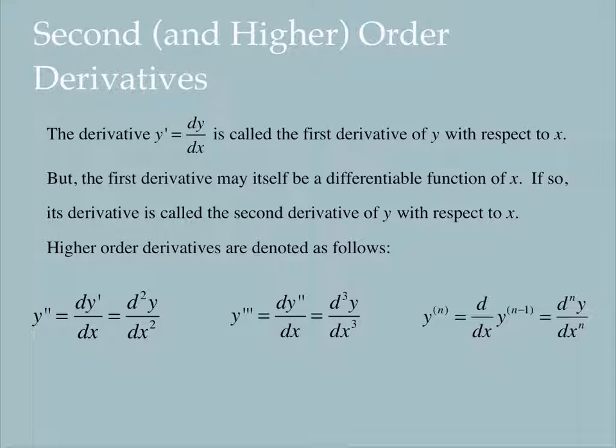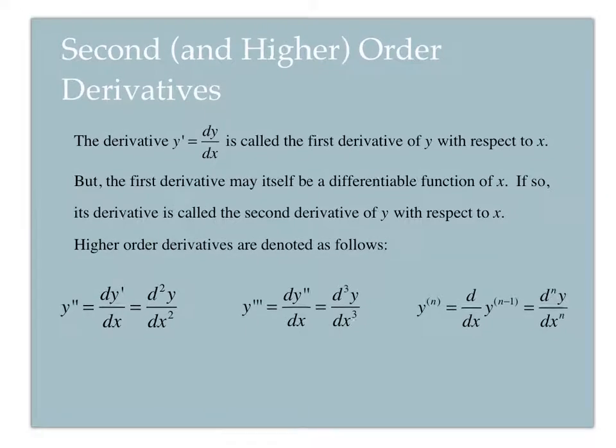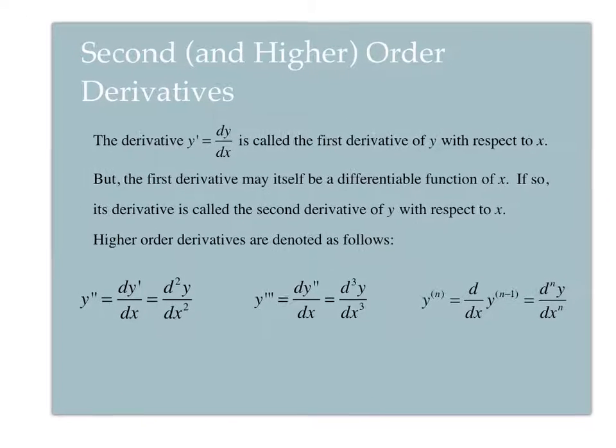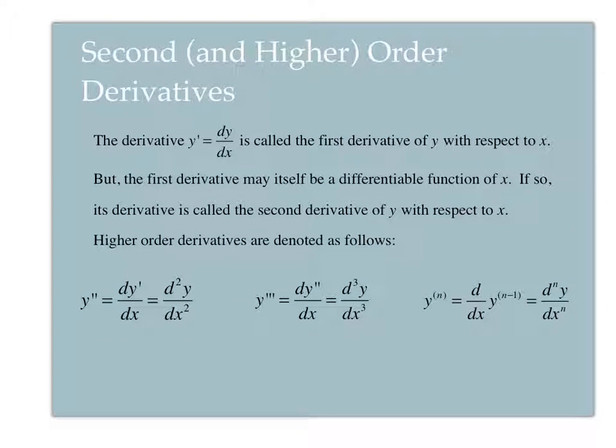Okay, so first and second derivatives, second and third actually, I guess, second and all higher order. The derivative of y prime equals dy over dx. So that's a notation you should be starting to get used to. It's called the first derivative of y with respect to x. But the first derivative may itself be a differentiable function, amazingly enough. So if we take the derivative of a derivative, we call that the second derivative.